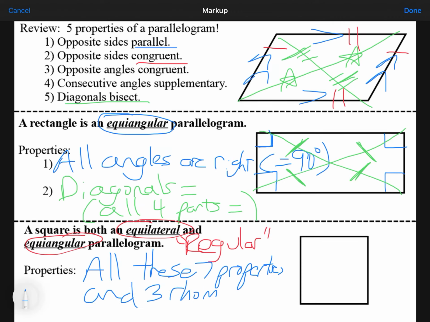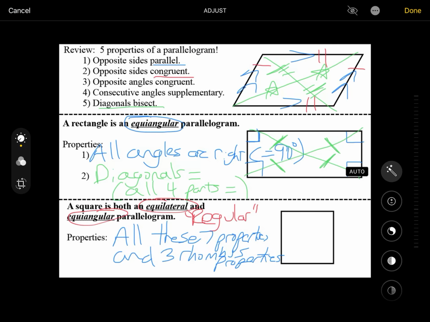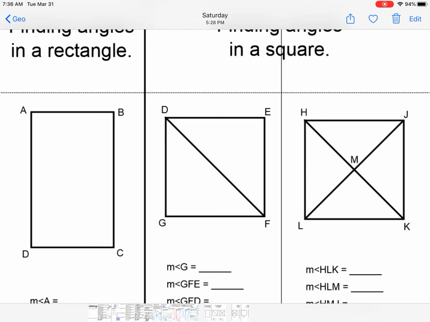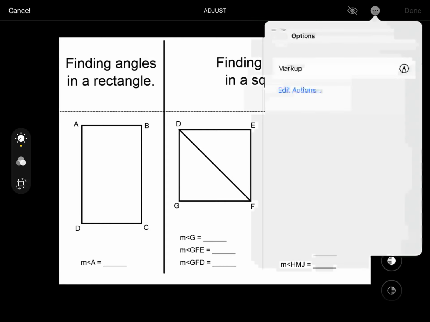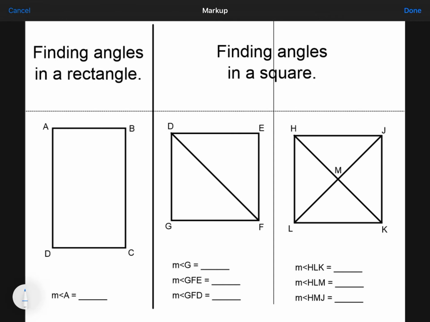Not that we need to know those rhombus properties perfectly from last lesson, but a square has all 10 properties, the 5 properties of a parallelogram, the 2 properties of a rectangle, and the 3 properties of a rhombus. What does that mean? All right, turns out this is going to be a lot easier than some of the other things that we've been doing. So, 3 things we're learning today. First is far and away the easiest stuff we've been doing since all this distance learning.